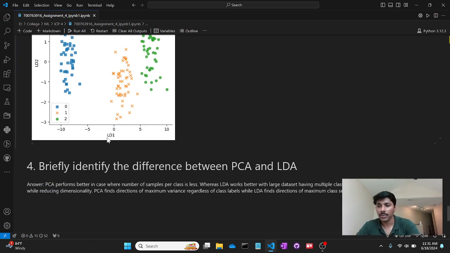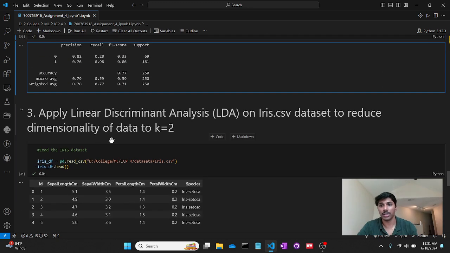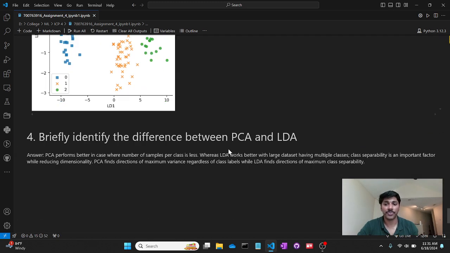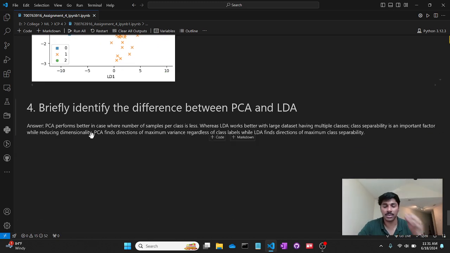The fourth part is to briefly identify the difference between PCA and LDA. In PCA we are essentially reducing the data to the principal components. In LDA we're essentially doing the same, but with linear discriminant analysis. The answer is written on the screen: PCA performs better when the number of samples per class is small, whereas LDA works better with large datasets having multiple classes.